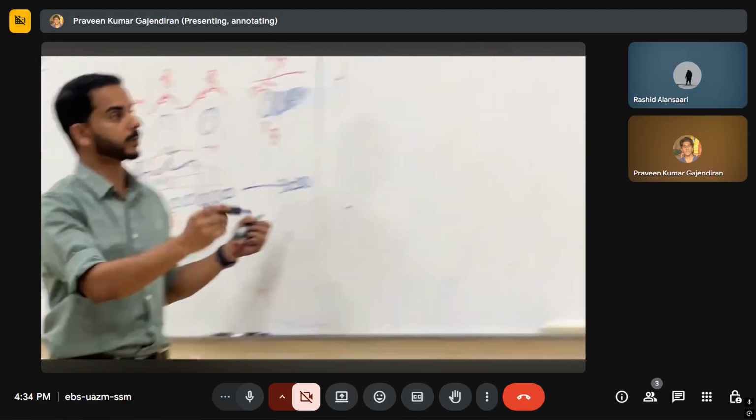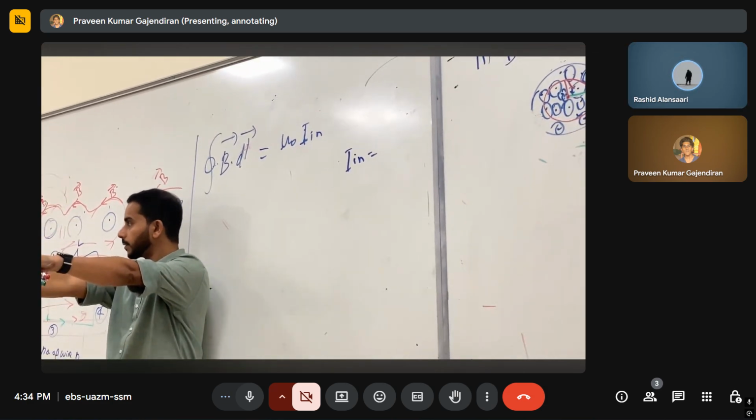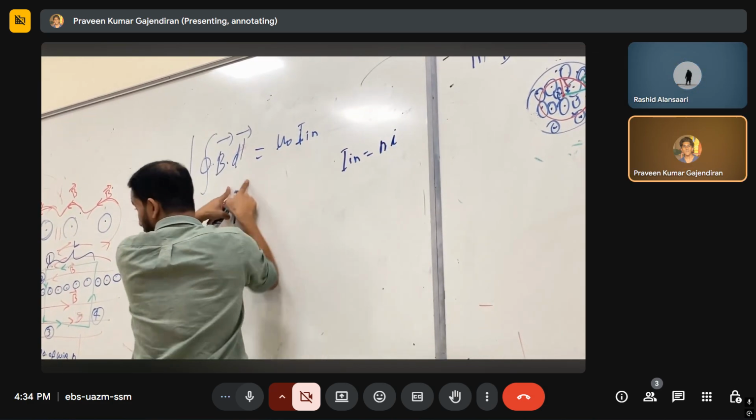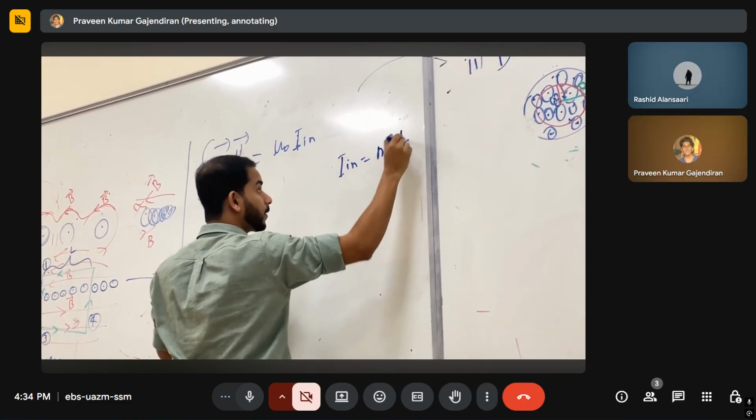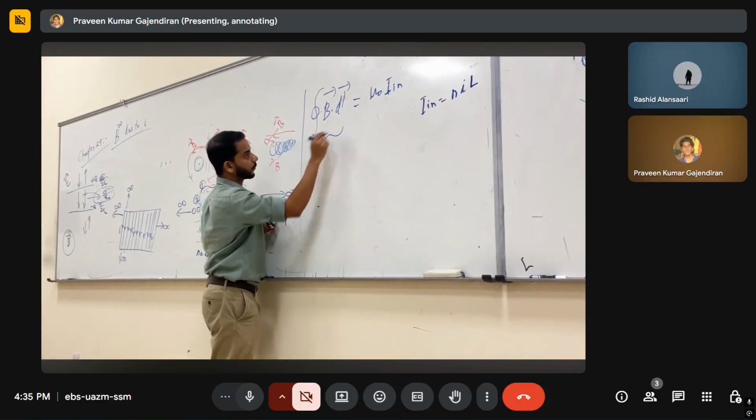So what will be the total I enclosed? It's n I, whatever the number of wires n coming in that particular length. So you have to have that particular length. And then this one you can split into 4 parts.